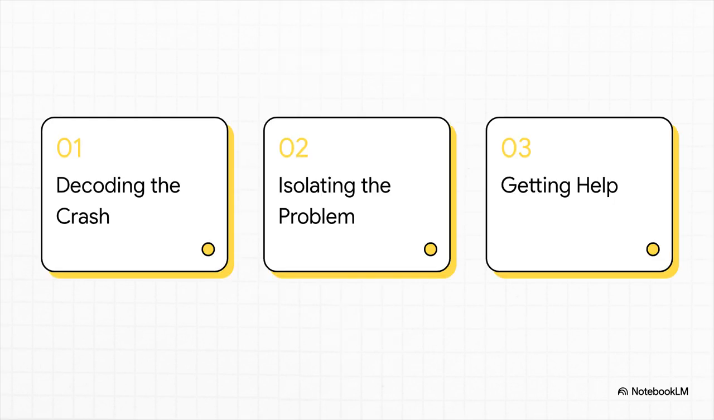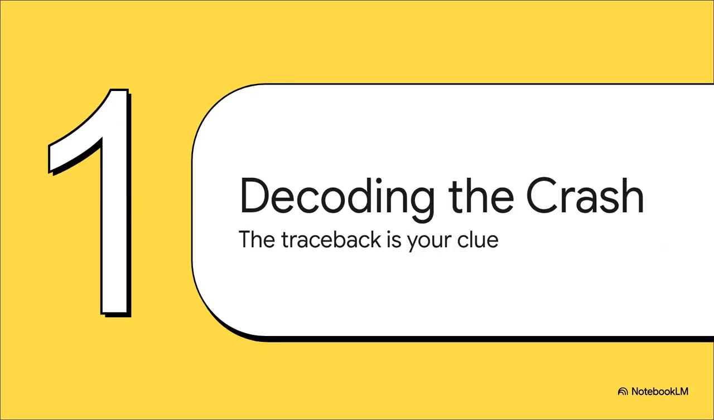Our playbook breaks down into 3 simple but really powerful stages. First, we're going to learn to decode that scary-looking crash report. Then, we'll learn how to isolate the problem like a real detective. And finally, we'll cover the art of asking for help in a way that actually gets you the answers you need. Okay, first up, decoding the crash.